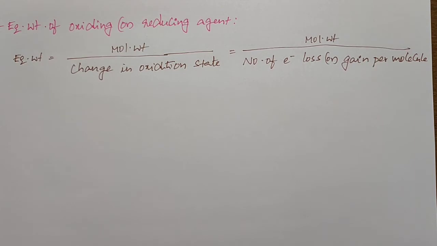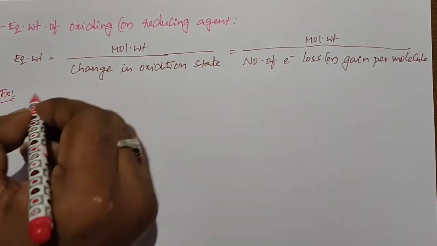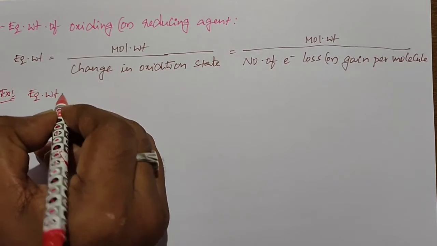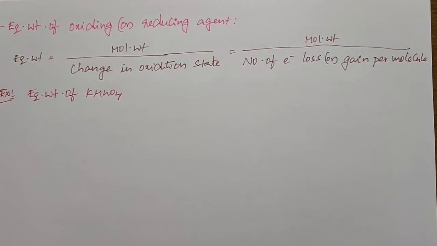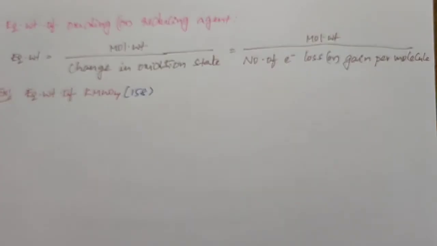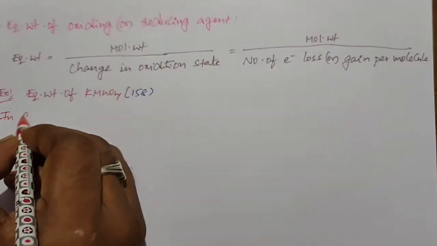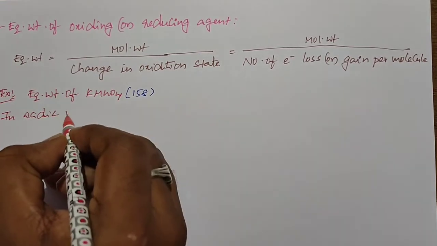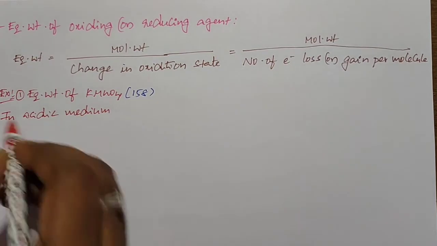Those are very important. First I take the equivalent weight of KMnO4. Example 1: the equivalent weight of KMnO4. The molecular weight of KMnO4 is equal to 158. I want to discuss the equivalent weight of KMnO4 in three different mediums. The first one is in acidic medium.